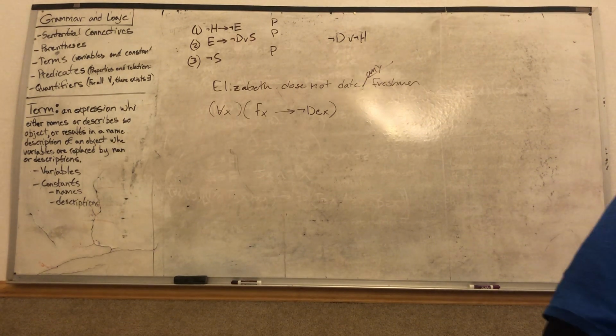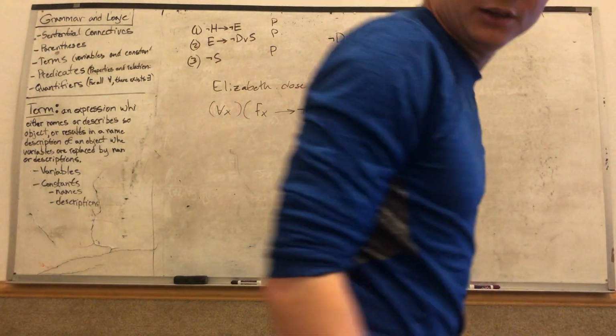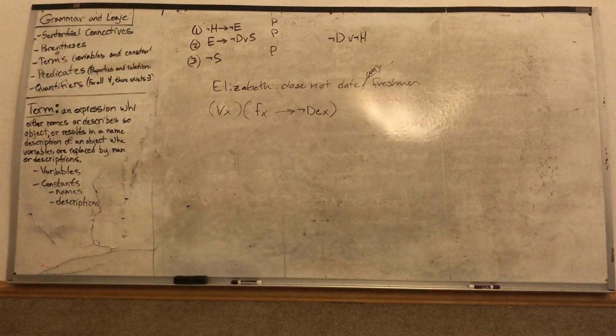Classify the following as terms, formulas, or neither. Okay, Thomas Jefferson. Term. The number 6. Term. Isn't that a formula? No. Then we'll just call it a term.